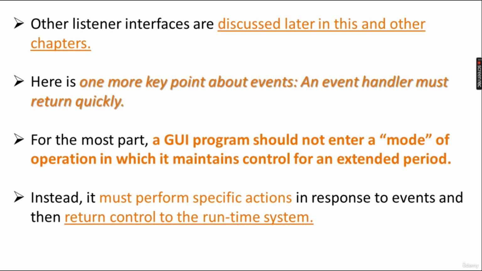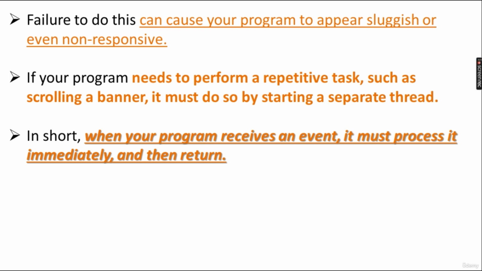Like when the user clicks a button and is left waiting, even if something is happening behind the scenes. This should not happen; an event handler must return quickly. Instead, it must perform specific actions in response to events and then return control to the runtime system. Failure to do this can cause your program to appear sluggish or even non-responsive, because users do not wait more than a second.